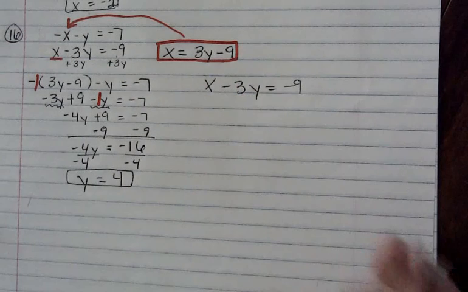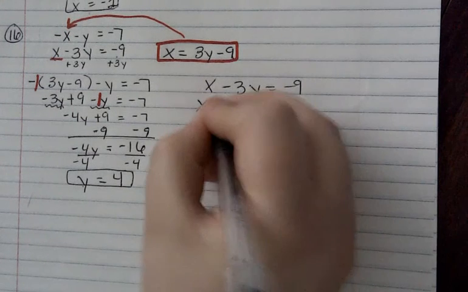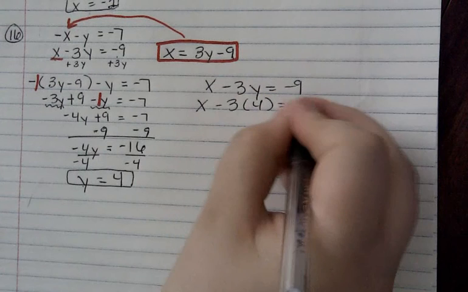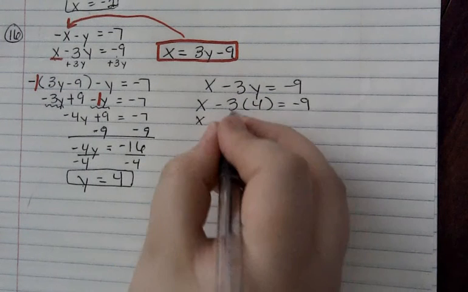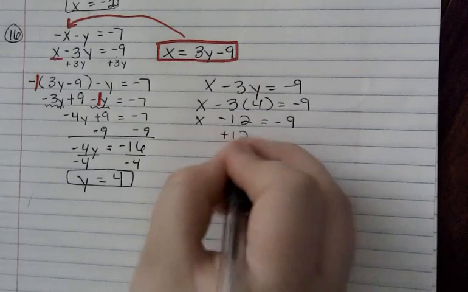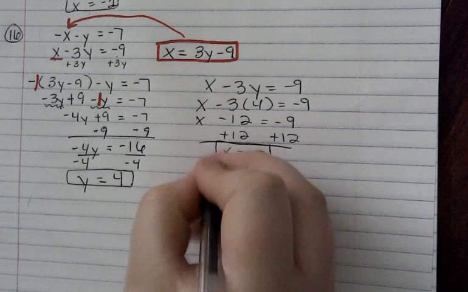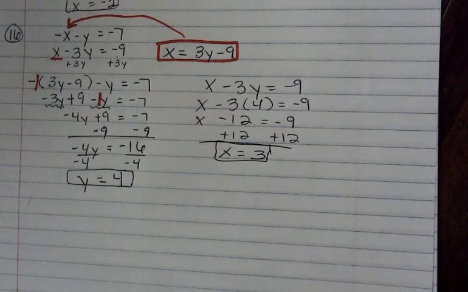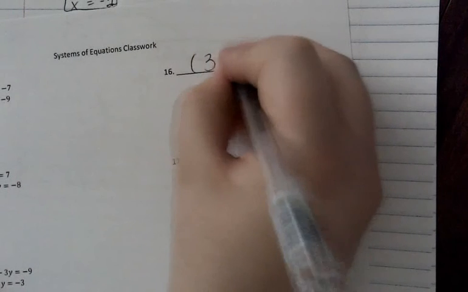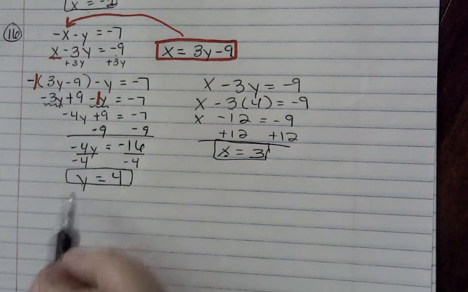So instead of writing that y, I'm going to write a 4. So negative 3 times 4 is negative 12. Add 12 to each side to get x equals 3. So my answer for number 16 is going to be 3, 4. The reason I write the 3 first is because our x value should come first, and then your y value.